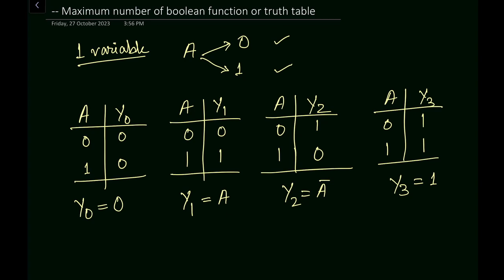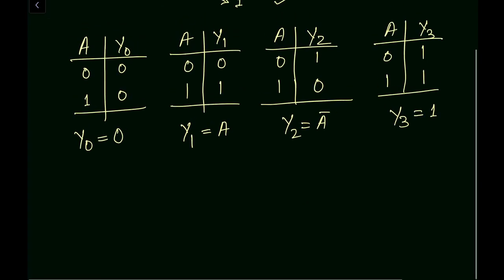So this is the number of four different types of truth table we can make, or we can say that the maximum number of Boolean functions using one single variable is equal to 4. Now let us consider two different variables.